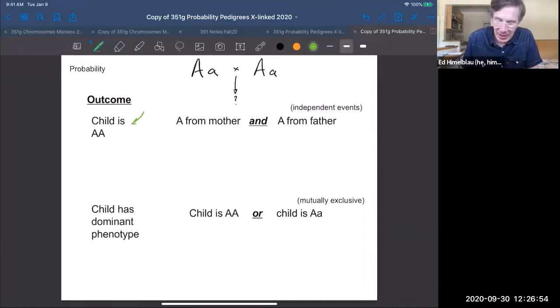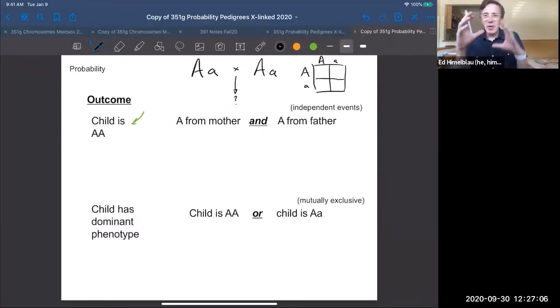Now, I know you're thinking Punnett square, which is a good idea. You could always draw the Punnett square. And the Punnett square, by the way, is a little probability calculator. You're going to have 4 boxes. They're all equal. They're all possible outcomes. And it gives you a really nice visual way of seeing how frequent each outcome is going to be. But let's do it using probability rules instead.